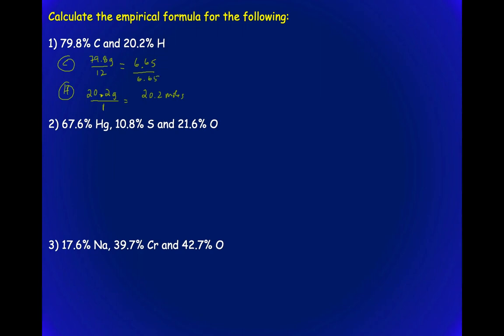We'll divide by 6.65 in this case, and then we'll get 1 here. And we'll get 20.2 divided by 6.65, and we'll get 3.03. Since this is close enough, we're just going to say that's approximately equal to 3. Again, these are experiments. They're going to have some error to them, so we have to be close enough. So if I put this together, we will have CH3 as my empirical formula.